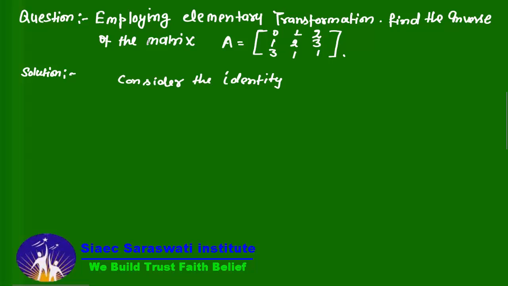And your identity was that A is equivalent to I, or some people write it as A equal to IA. So the choice is yours, whichever you want to write.